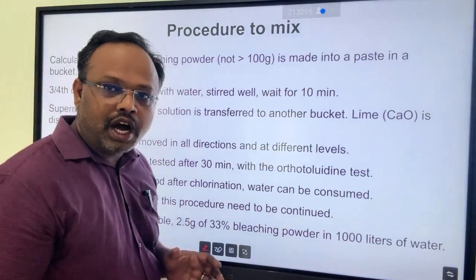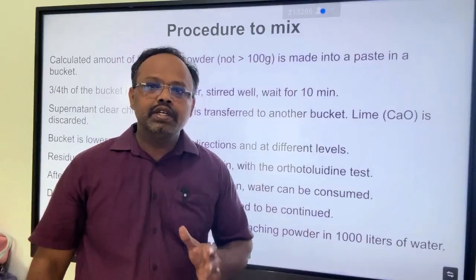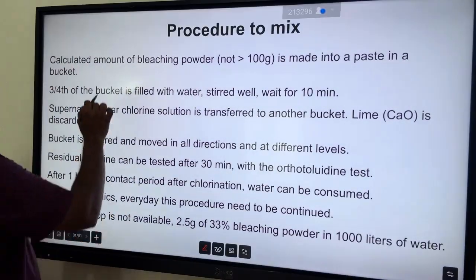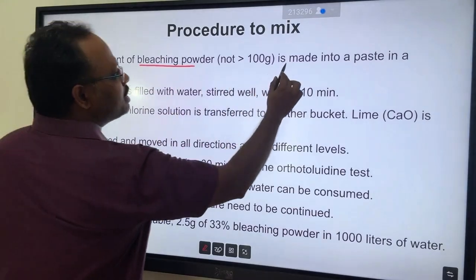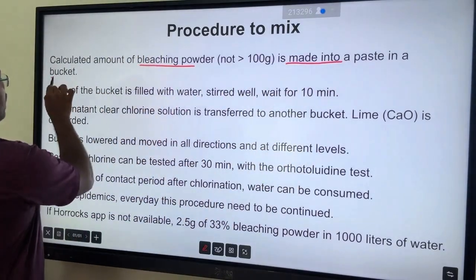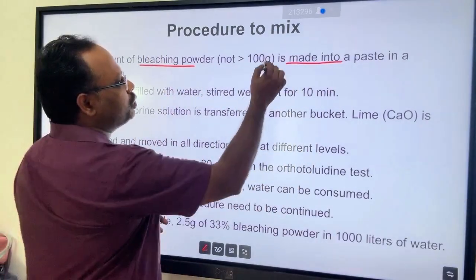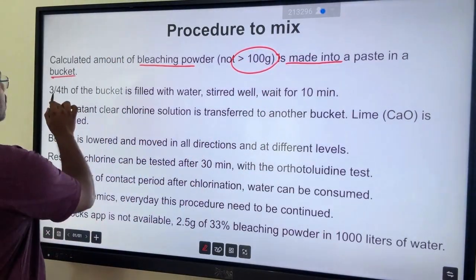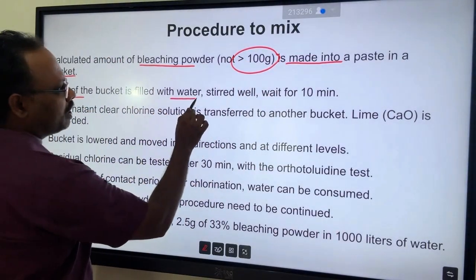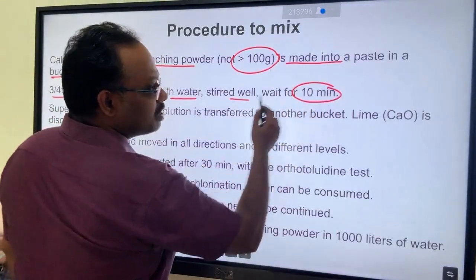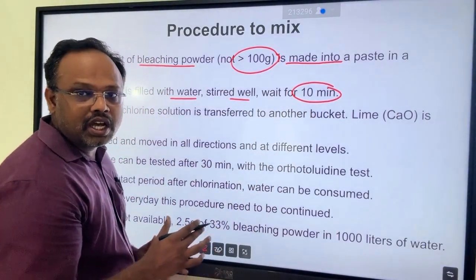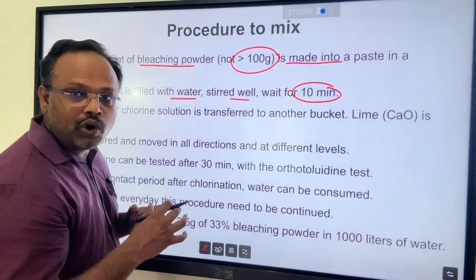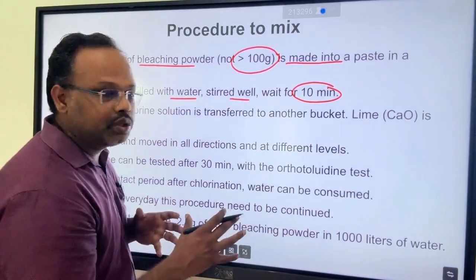Now, after calculating the amount of bleaching powder, we need to write the procedure to mix the bleaching powder in the well. The calculated amount of bleaching powder is made into a paste in a bucket, and the amount of bleaching powder should not exceed 100 grams at a single time. Then 3/4 of the bucket is filled with water. We need to wait for 10 minutes so that the calcium oxide and chloride separate, so the free chlorine will get released into the water.